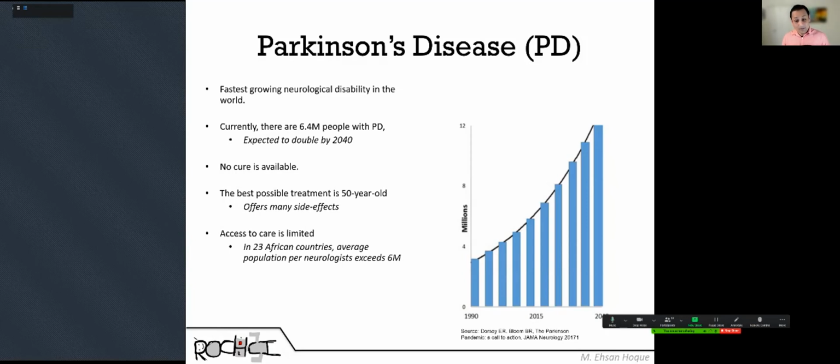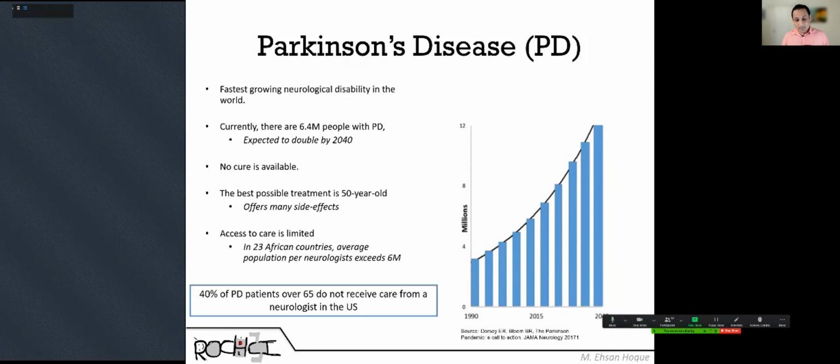In 23 African countries, the average population per neurologist exceeds 6 million. And even in the United States, 40% of PD patients over 65, most of them from lower socioeconomic backgrounds, do not receive care from a neurologist in the USA.